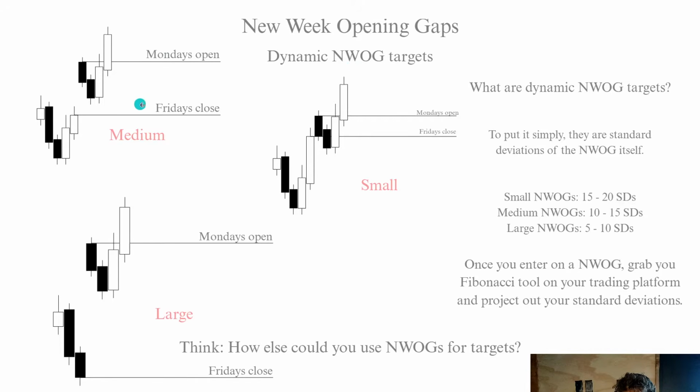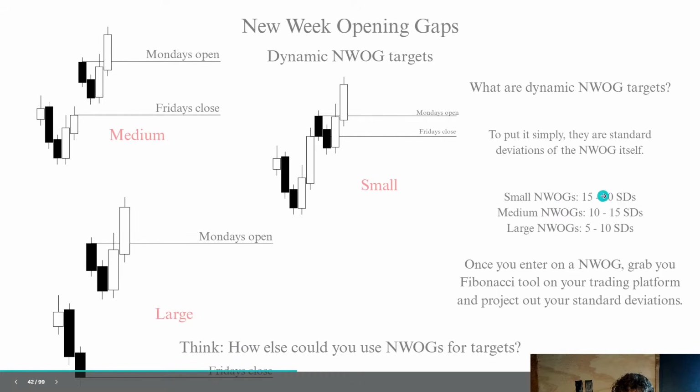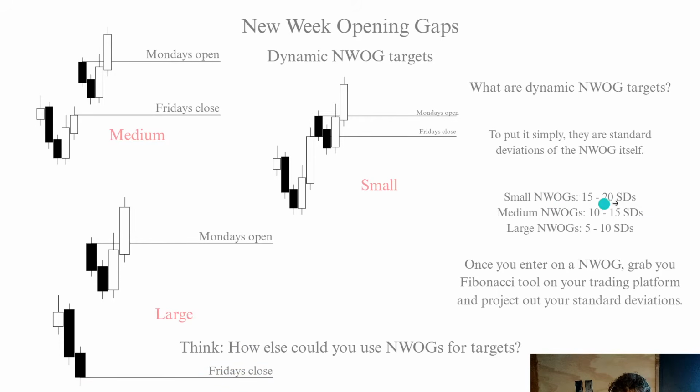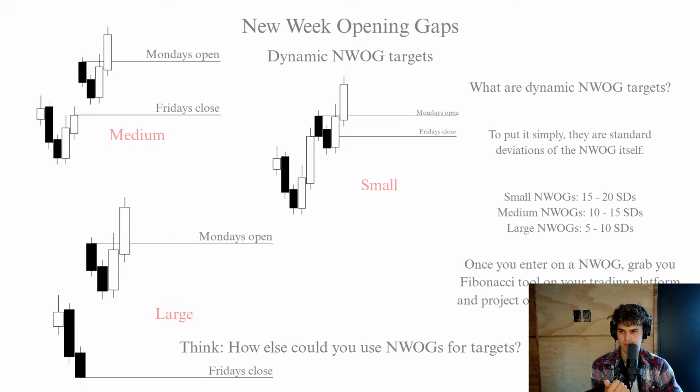So yeah, medium, small, and large week opening gaps. We use them, small and logs, this type of thing. We're doing 15 to 20 standard deviations, medium 10 to 15, large 5 to 10. Once you enter on a new week opening gap, grab your fib tool on your trading platform and project your standard deviations. Now, again, somebody could have talked about this. If somebody else is there, let me know. But as far as I know, I invented this targeting system. It's killer. I still use it today, quite honestly.